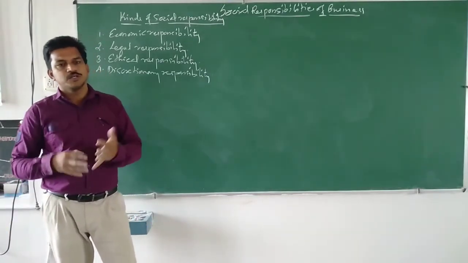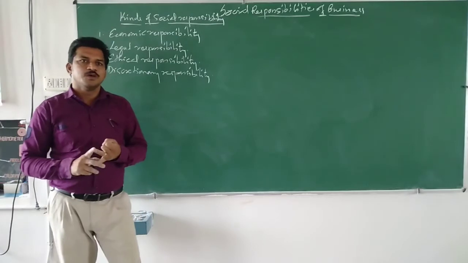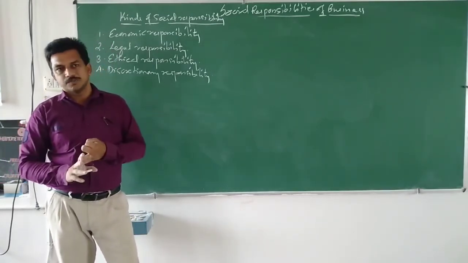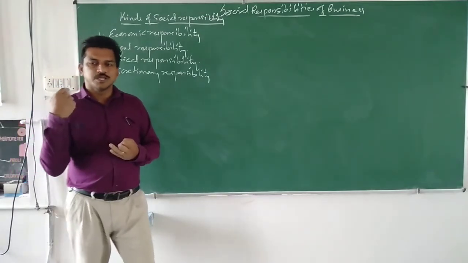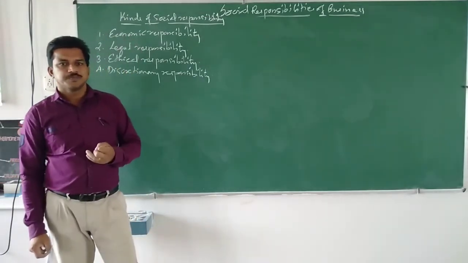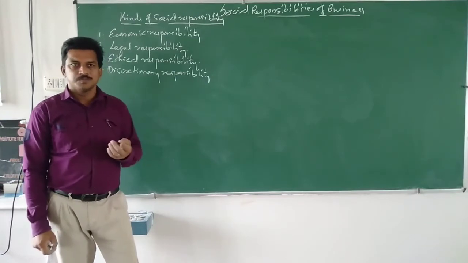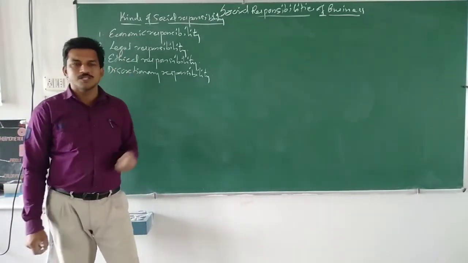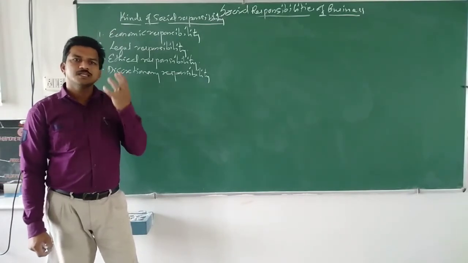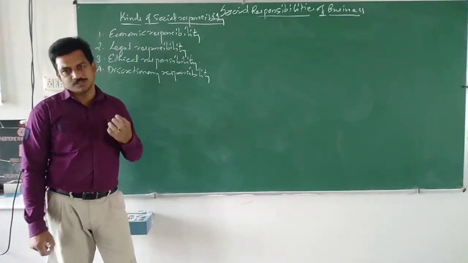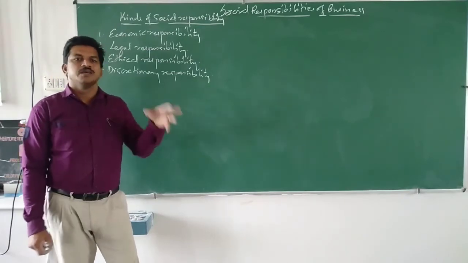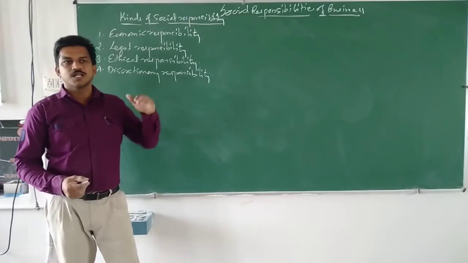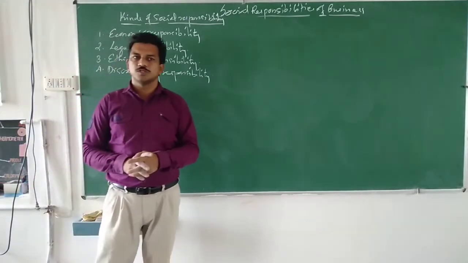That's what we have told regarding construction of roads or maintenance of the roads and public property, or establishing a hospital, or starting a school, or starting public conveyance facility, etc. These are the discretionary responsibility of the business that government does not say. Business can decide and implement. So these are the various kinds of social responsibilities.